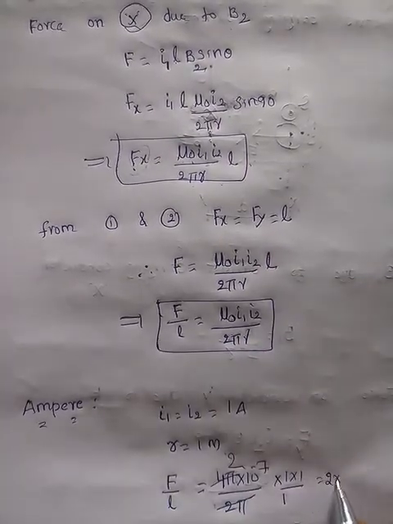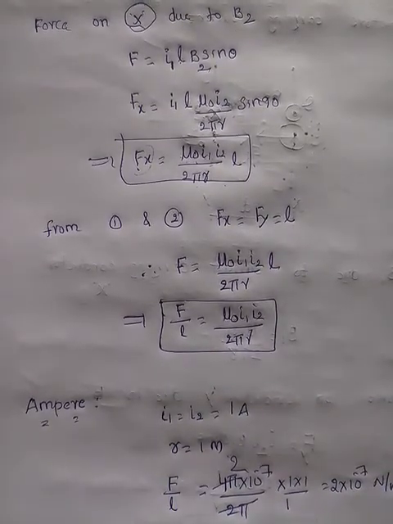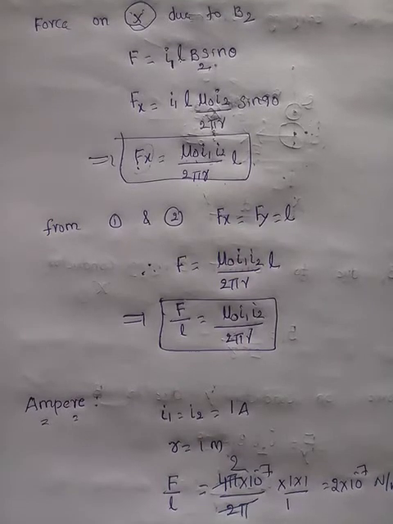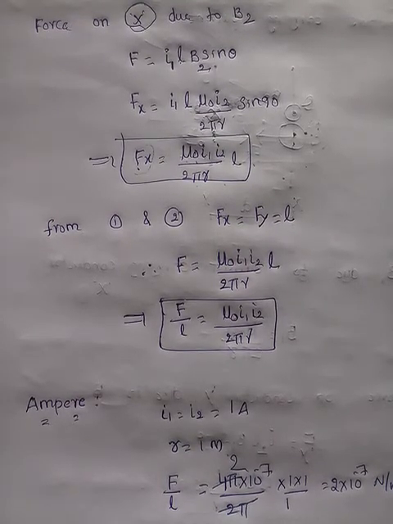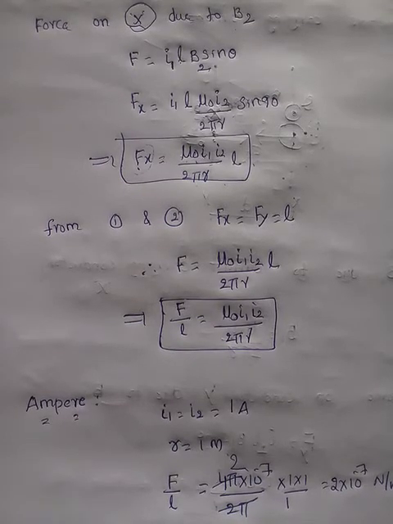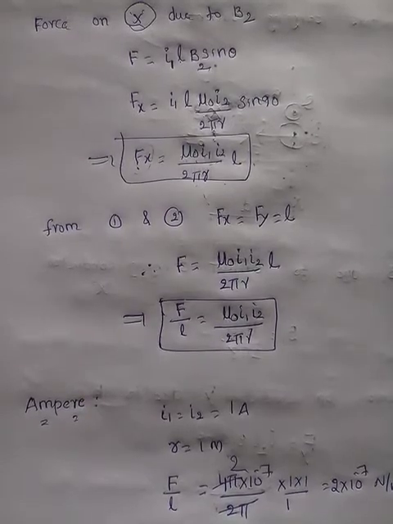So, what do you get? 2 into 10 raised to minus 7 Newton per meter. So we can write the definition here. The current carrying in these two conductors is said to be 1 ampere when two parallel conductors carrying current, separated by a distance of 1 meter, experience a force of 2 into 10 raised to minus 7 Newton per meter.